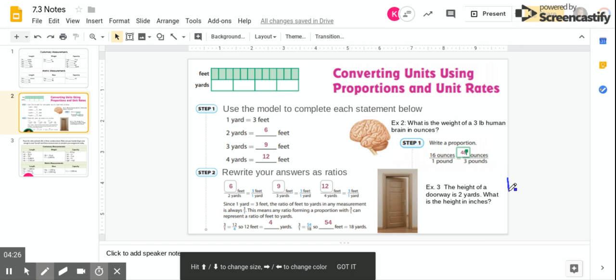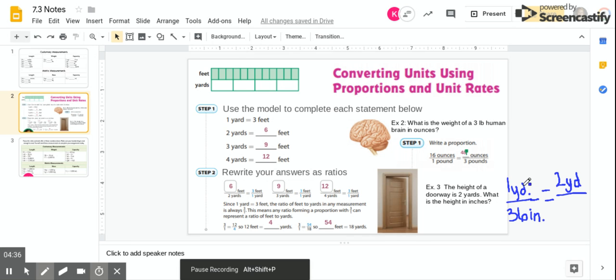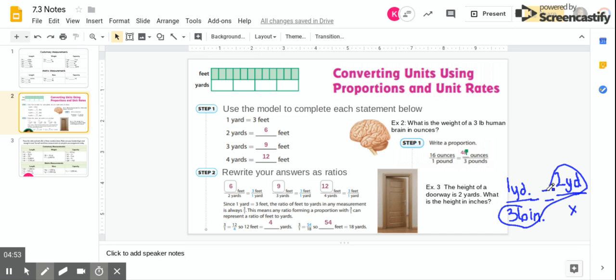Let's set it up as 1 yard. I'm going to pause it because it takes me too long to write. All right, so here's your proportion. In 1 yard, there's 36 inches, sorry. And it's asking us to find out how many inches are in 2 yards. So here's your proportion. We need to solve for right here. So if you're cross multiplying, you'd have to do 36 times 2 because you can't do 1 times the letter X. 36 times 2 is 72, and then 72 divided by 1 means that your answer is just going to be 72 inches.